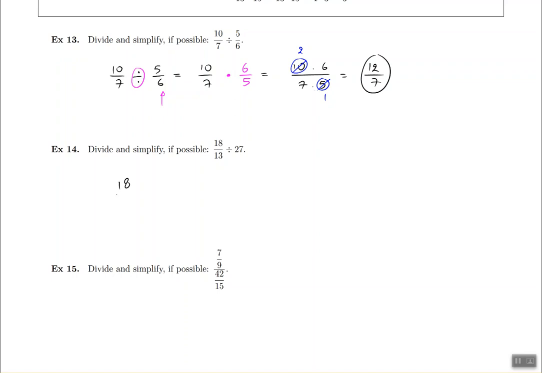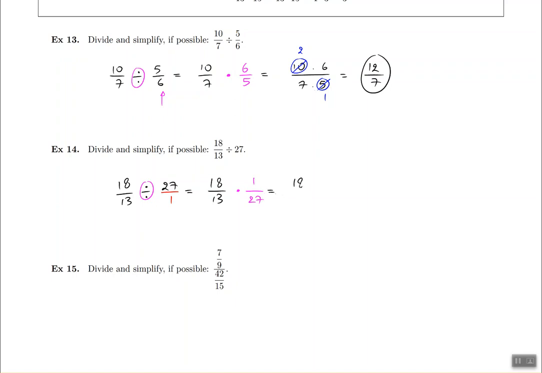Same thing again if I have 18/13 divided by 27. Keep in mind, 27 is literally 27 divided by 1. So how do you divide these two fractions? Literally, you turn it into a product. So again, the division goes away, we get multiplication, and we take the reciprocal of 27/1, which is 1/27.